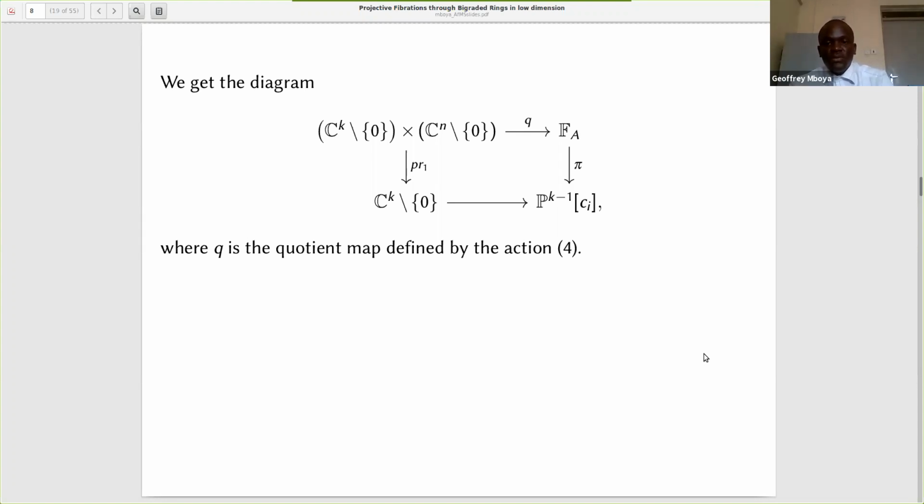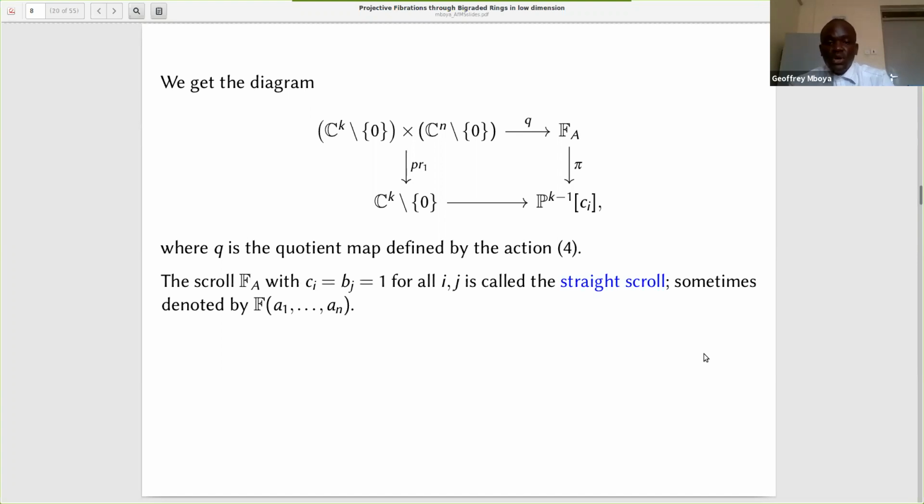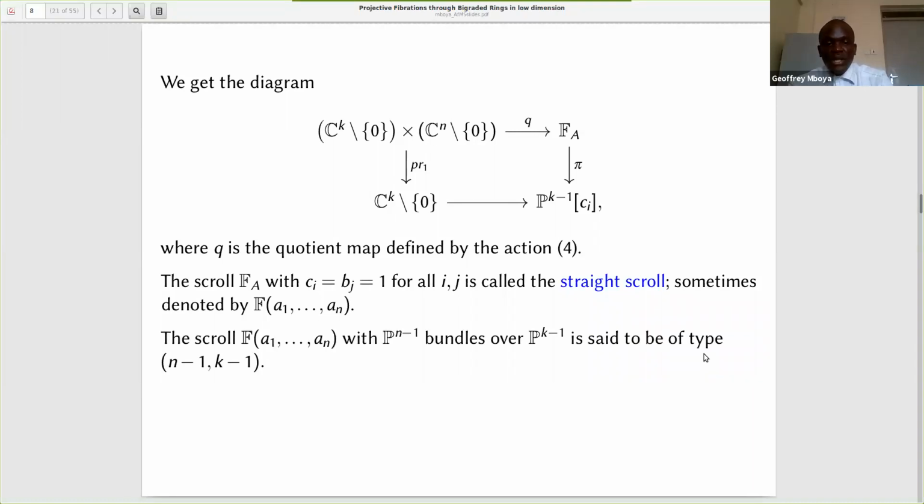The lower horizontal map is just the weighted sister action on CK. So we will call a scroll straight if the CI and BJs are all one, and we'll denote it as F with n-tuple A1 up to AN. We will say a scroll is of type N1, K minus 1 if it is fibered over PK minus 1 with the PN minus 1 bundles.